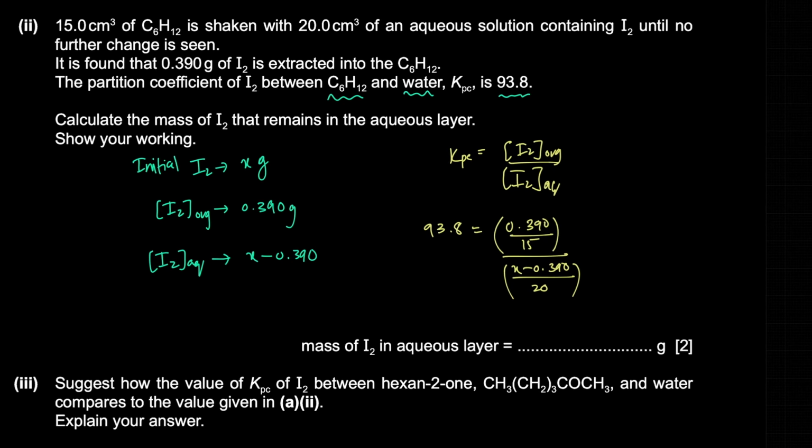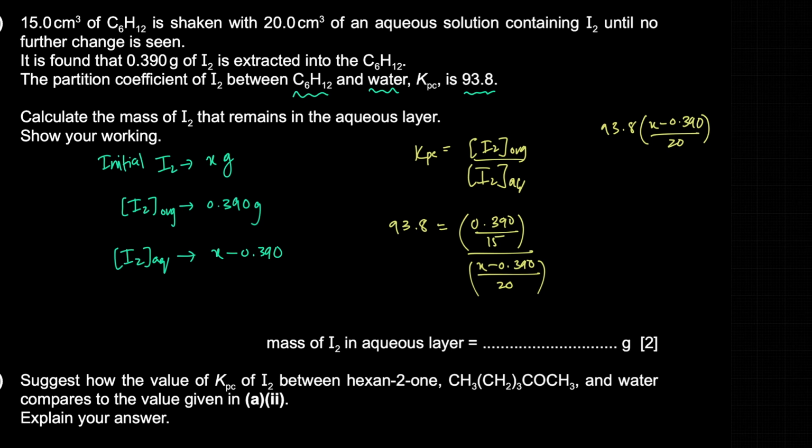So here if you do your working, what we get is 93.8 times X minus 0.390 divided by 20, is equal to 0.390 divided by 15. So here we get X is equal to 0.39554 grams. So that was the initial amount of iodine that you started with.